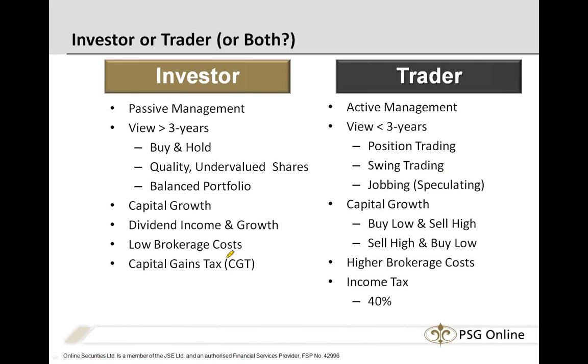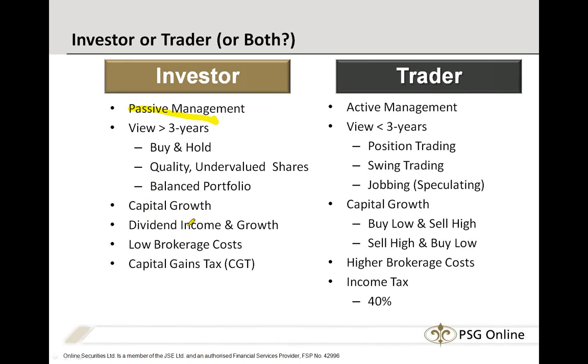Another thing you have to look at, you have to decide for yourself: am I an investor or trader, or do you want to be both? There are situations to be both. Obviously, there are implications for both in the sense that there are two different accounts and certain costs involved. But as an investor, your goal is passive management. Your view is 3 years plus. We talk about a buy and hold strategy. You're going to buy into quality, undervalued shares, and you're going to build a balanced portfolio. So your goal is capital growth, but also dividend income and growth in that income.